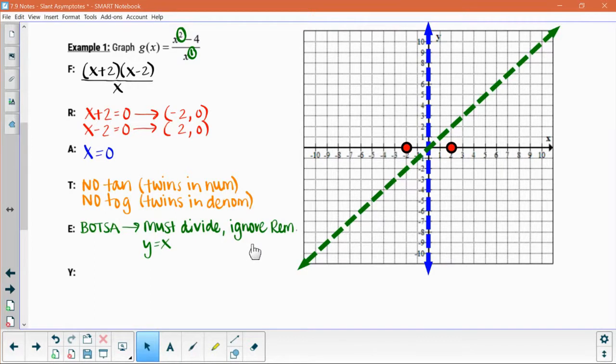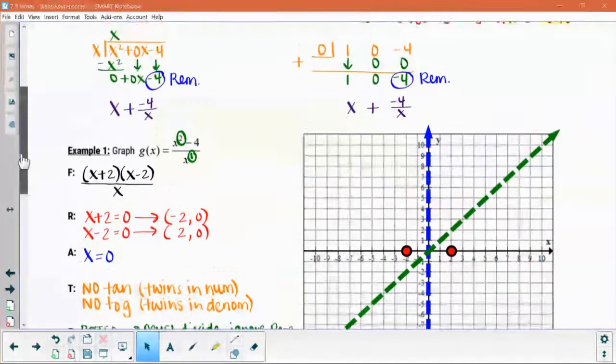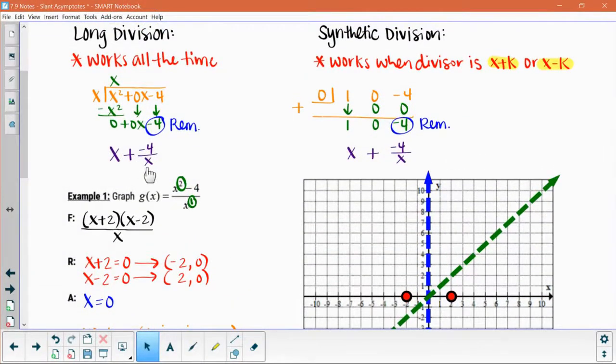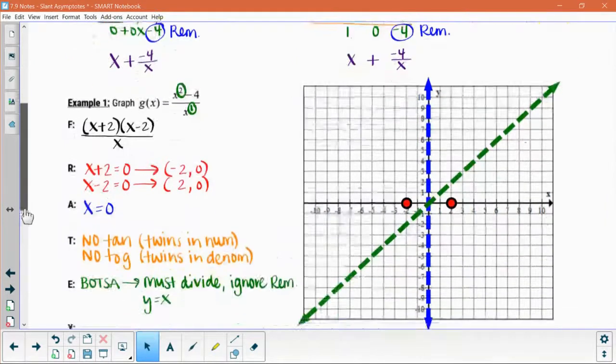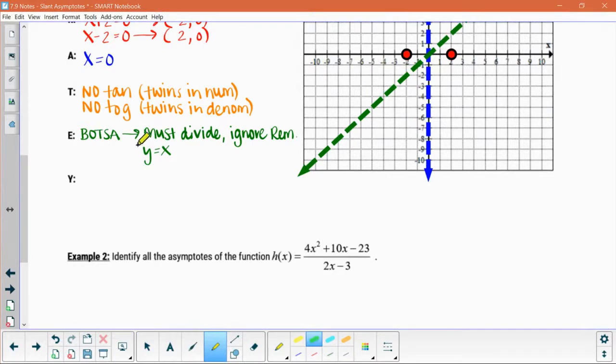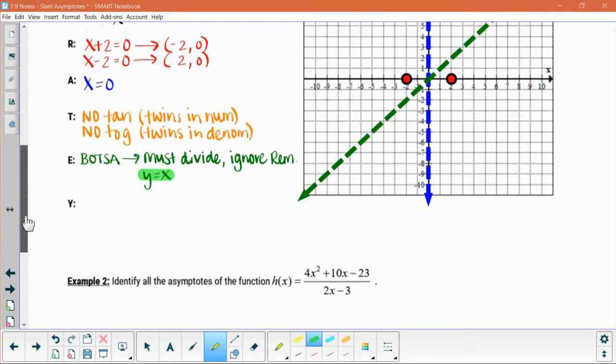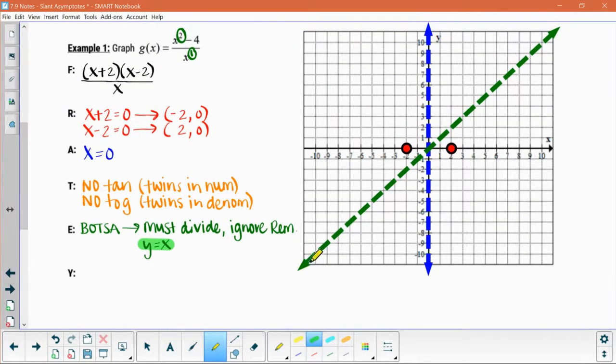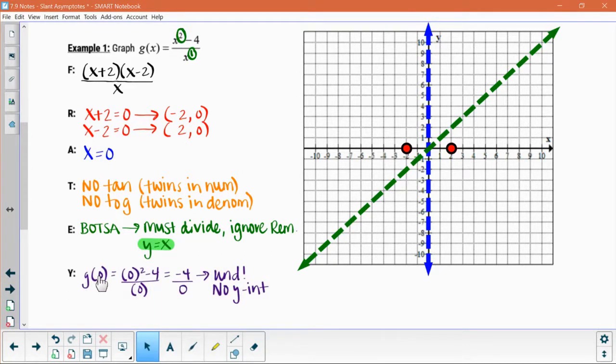Now, we have already divided for this problem. This is the problem we did in our recall. Now, we got x plus -4 over x. Remember, we're ignoring the remainder, so because of that, my slant asymptote is y equals x. Now, I will graph this as a line with a slope. Sometimes we'll have plus or minus. That's just going to mean a shift up or down. So because of this, my y equals x is graphed with a dotted line. Now, for my y-intercept, based on the fact that I have a vertical asymptote at x equals 0, I can kind of determine that I'm not going to have a y-intercept, but I went ahead and verified anyway. I ended up with -4 over 0, which is undefined. Therefore, there is no y-intercept.